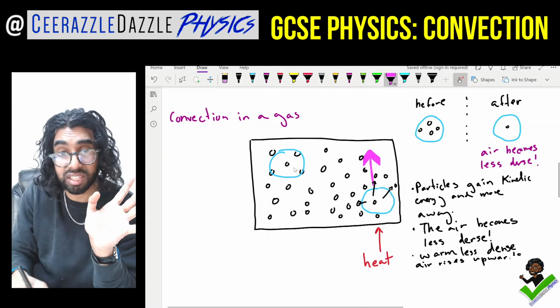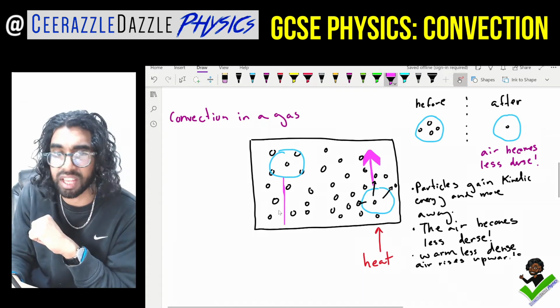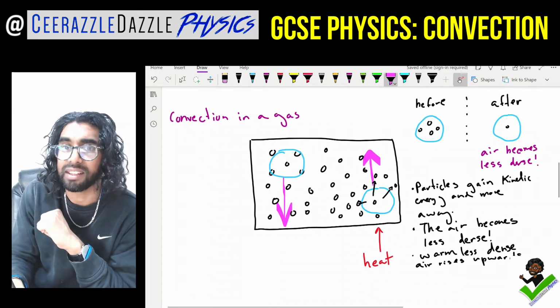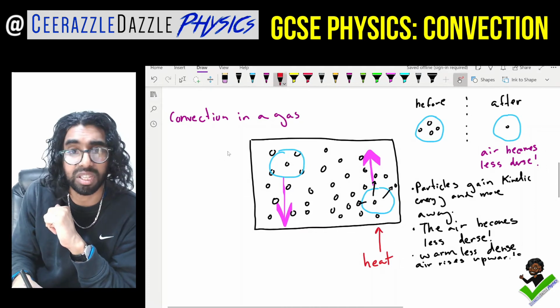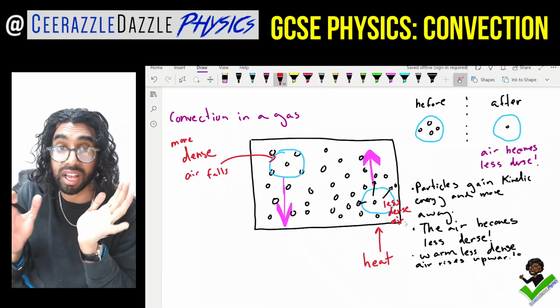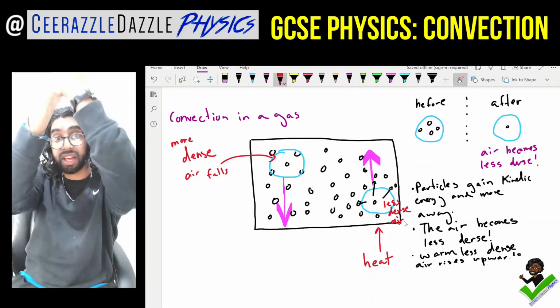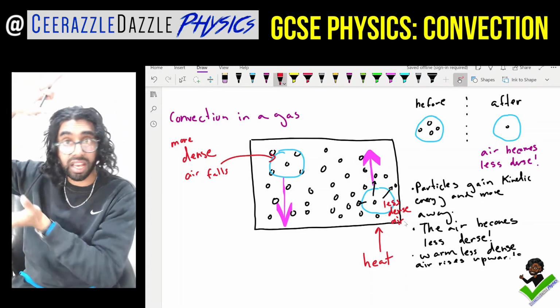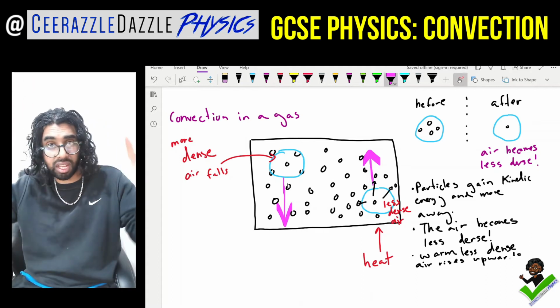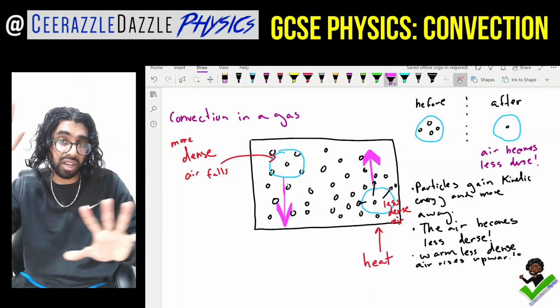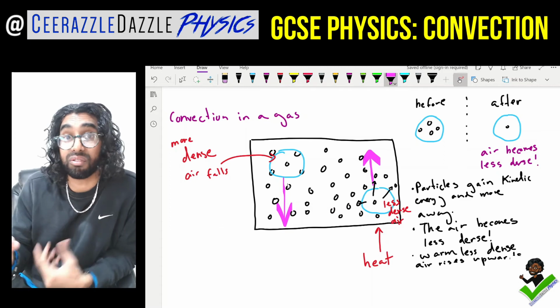The denser air will drop downwards over here. So we have, let's just label this bit here. So wonderful, guys. As you can see, I've labeled it. We've got the less dense air rising upwards over there, and on the opposite side, the more dense air is dropping down. This then forms a nice cycle, which will be called a convection current.